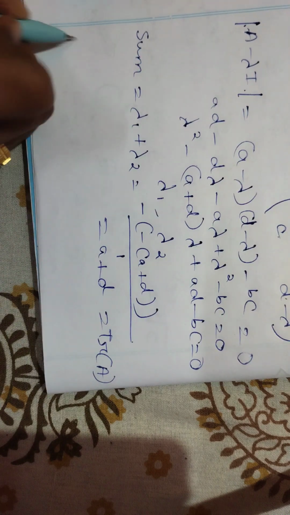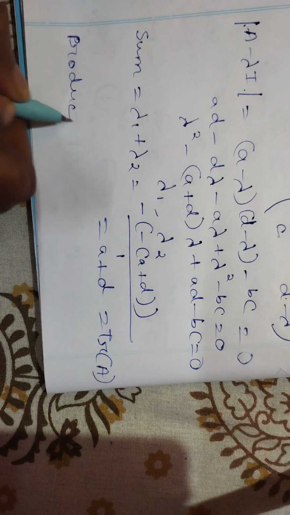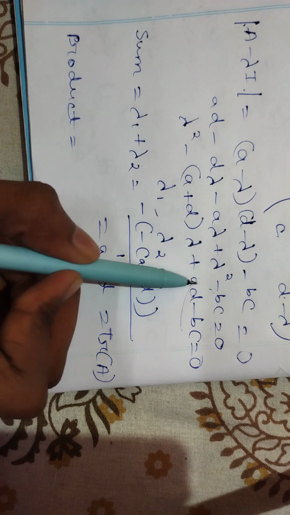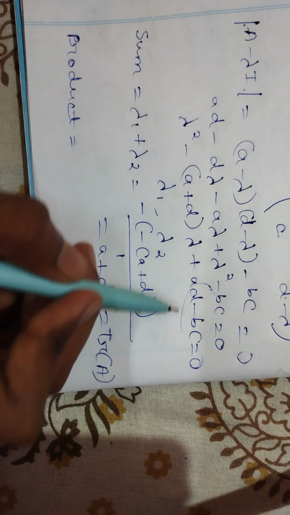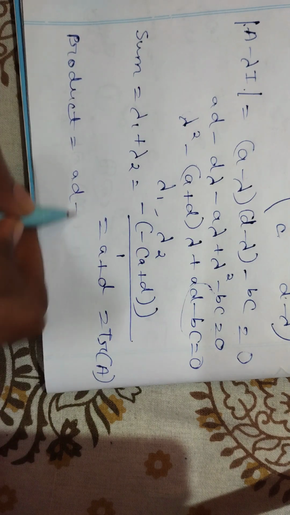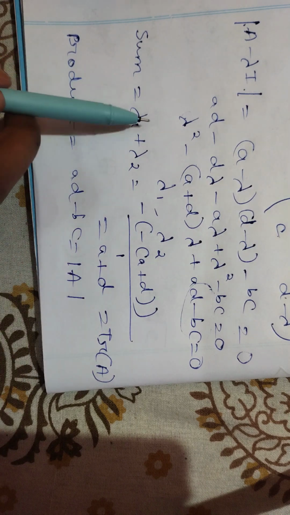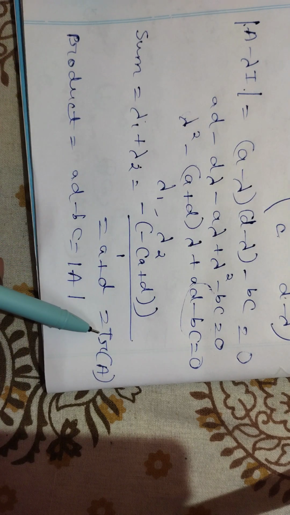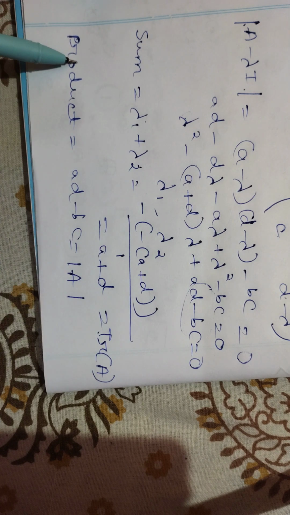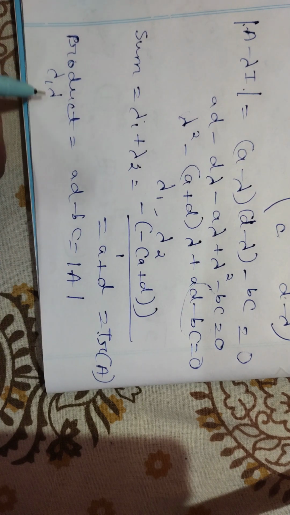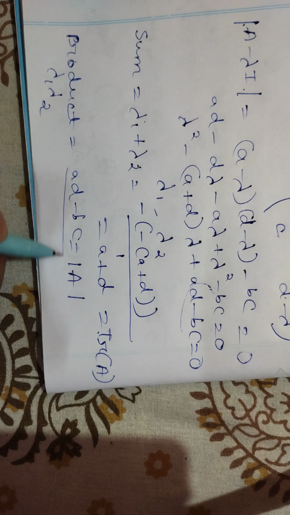And what is the product? Product is the constant term divided by the coefficient of lambda square. What is the constant term? ad minus bc. What is ad minus bc? Determinant of A. So the sum of eigenvalues is the trace of the given matrix, and the product of the eigenvalues, that is lambda 1 lambda 2, is the determinant of the matrix. So hence this is proved.